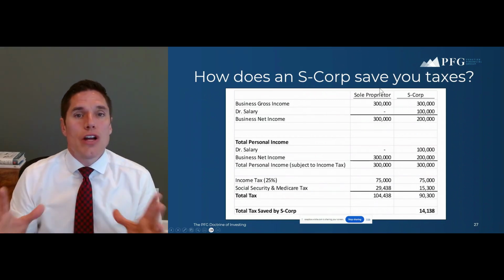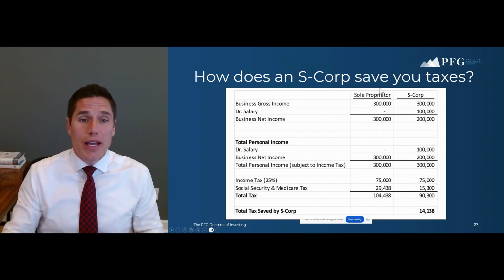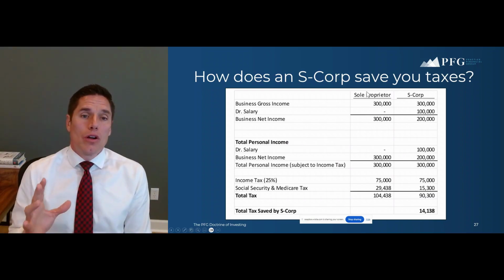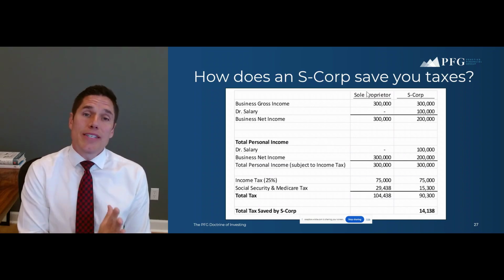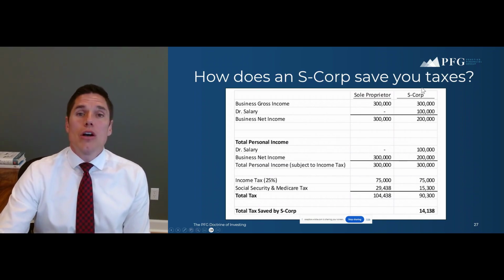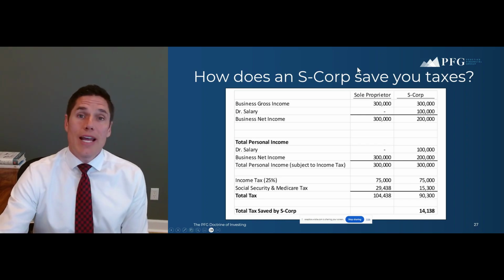So you've got two doctors here who are identical in every way, except one of them operates as a sole proprietor, which is reported on Schedule C of the tax return, the personal tax return. Dr. 2 operates an S corporation. Okay, they both own an LLC, right?